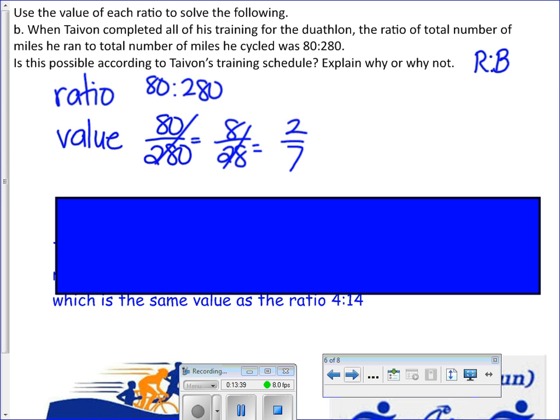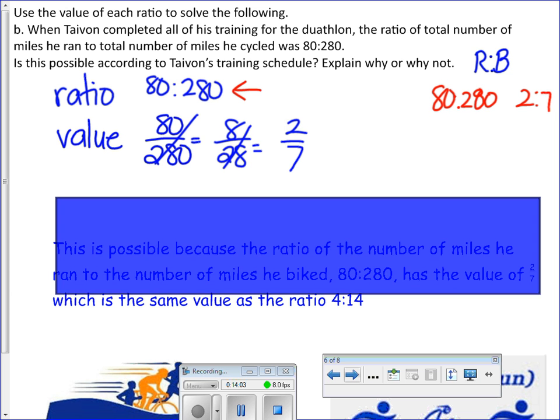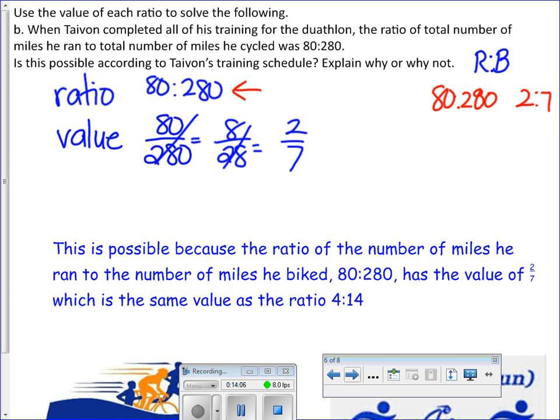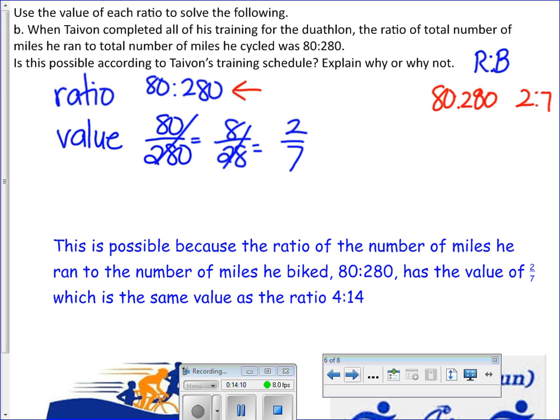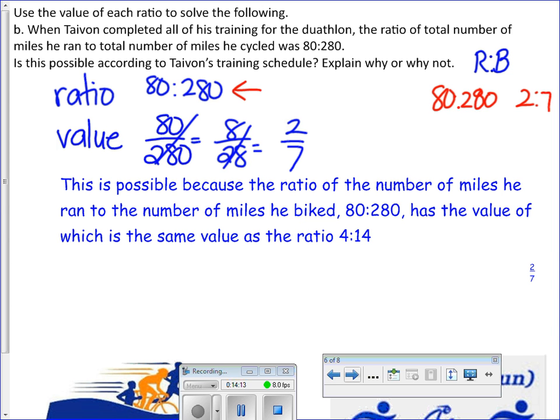So is it possible that this was his monthly total? Is that possible? Yes, because 80 to 280 is equivalent to 2/7. Why are they equivalent? They have the same value. That's right. So there is your answer to the question. This is possible because the ratio of the number of miles he ran to the number of miles he biked is 80 to 280, which has the value of 2/7, which is the same value as the ratio of 4 to 14.